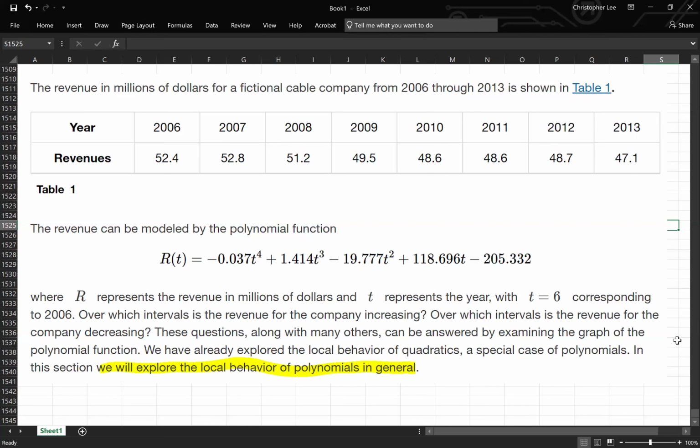We have already explored the local behavior of quadratics, a special case of polynomials. In this section, we'll explore the local behavior of polynomials in general. So what's happening inside that graph?